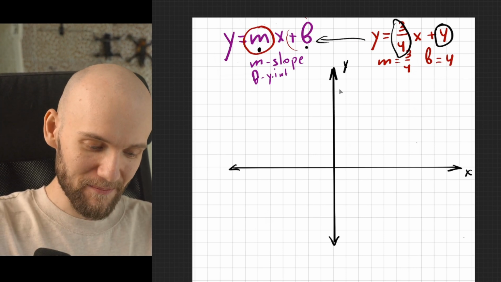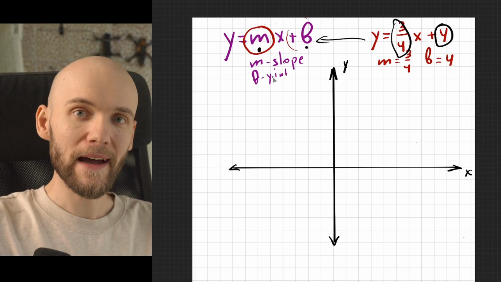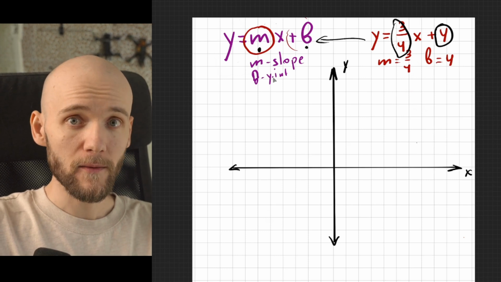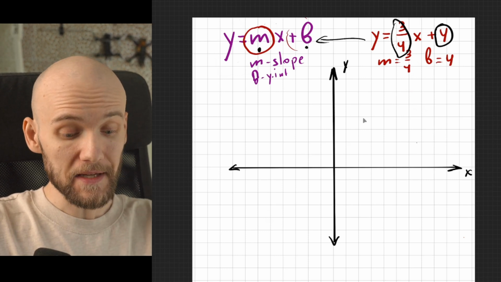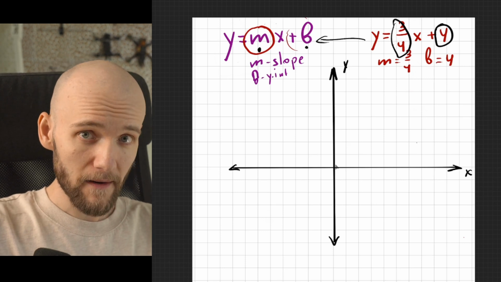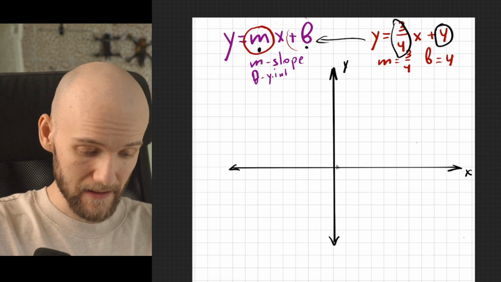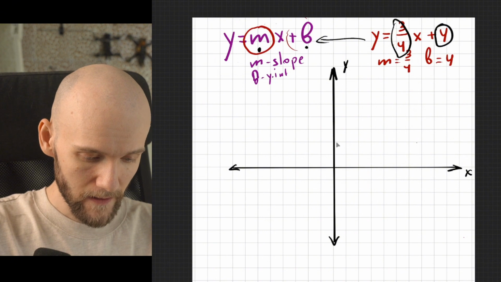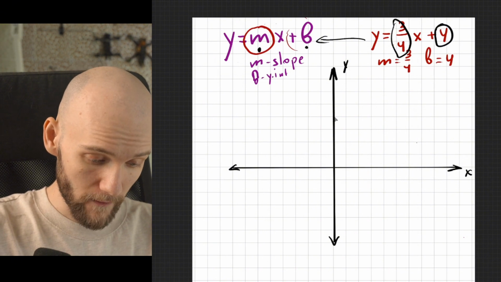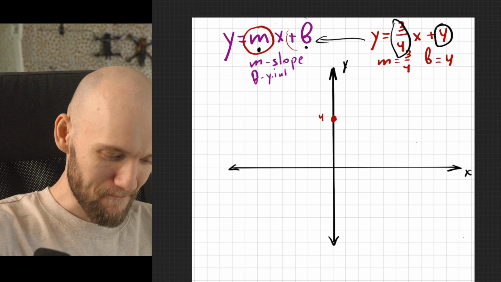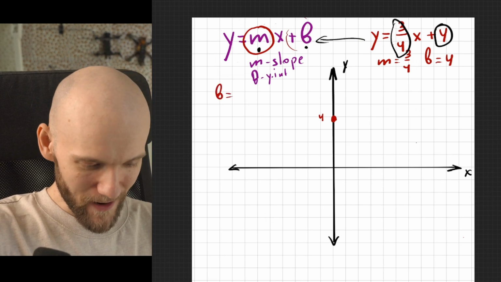Now what is b? b is our y-intercept. So it's the point where our line intercepts the y-axis. Now we have to find b on our y-axis. We start from the beginning: 1, 2, 3, 4. Our b equals 4. Amazing, we found our y-intercept.